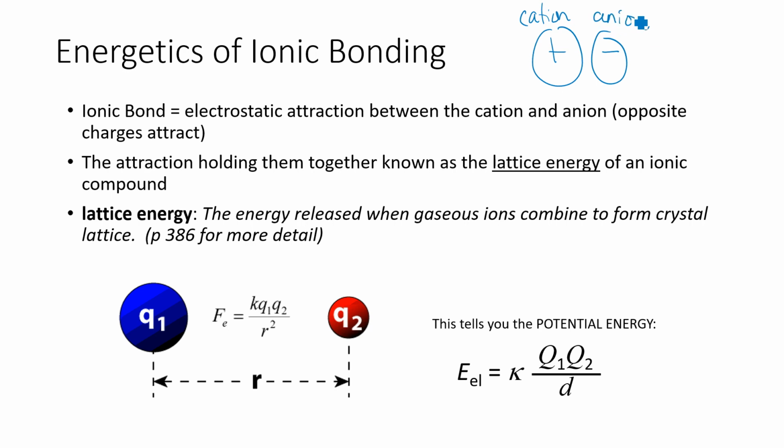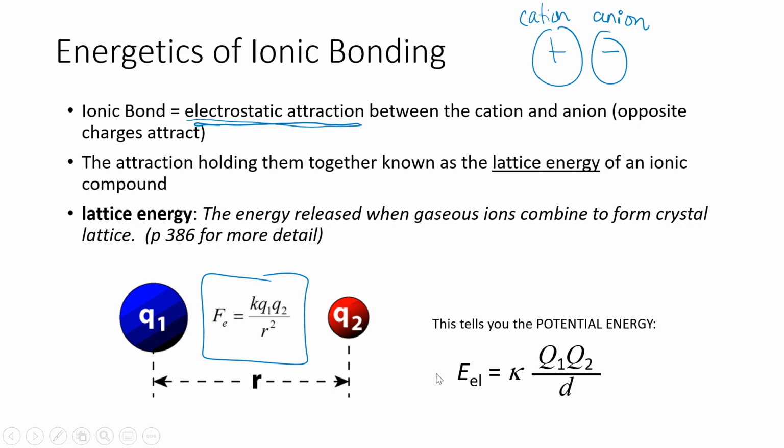And they're going to be held together by what we call electrostatic attraction, or sometimes Coulombic attraction, between these positive and negative ions. And we know that whenever we have this positive-negative attraction, we can think about the strength of that attraction by considering Coulomb's Law. Notice there are two versions of Coulomb's Law. This version describes the attractive force between the ions. This one describes the potential energy.